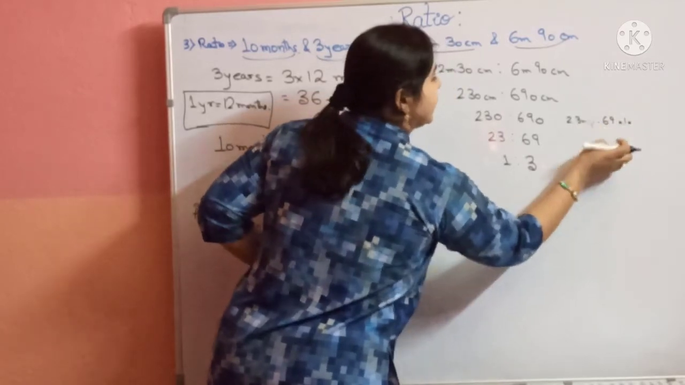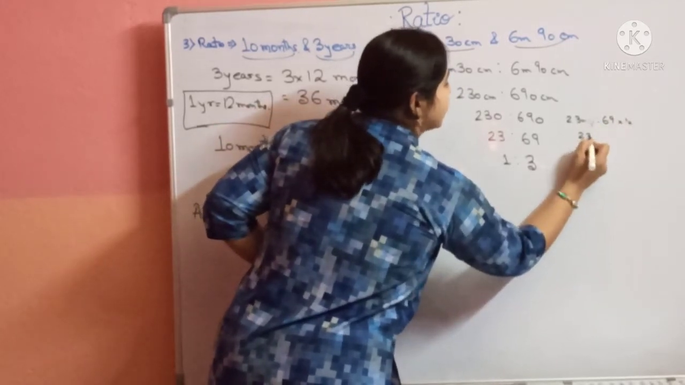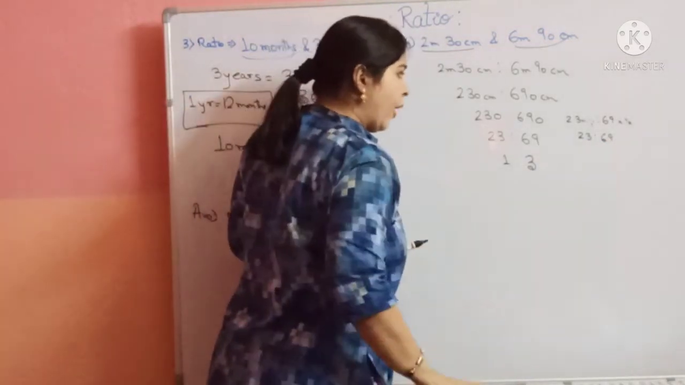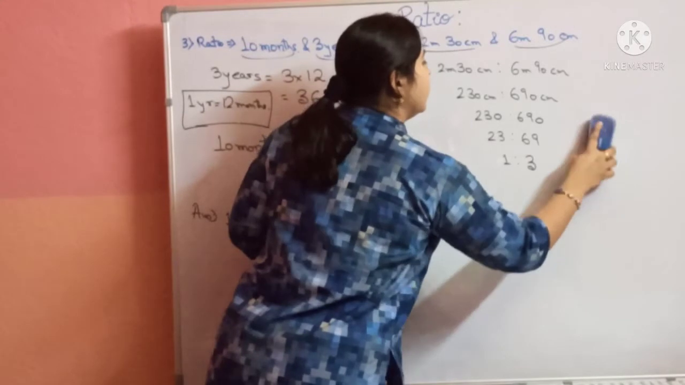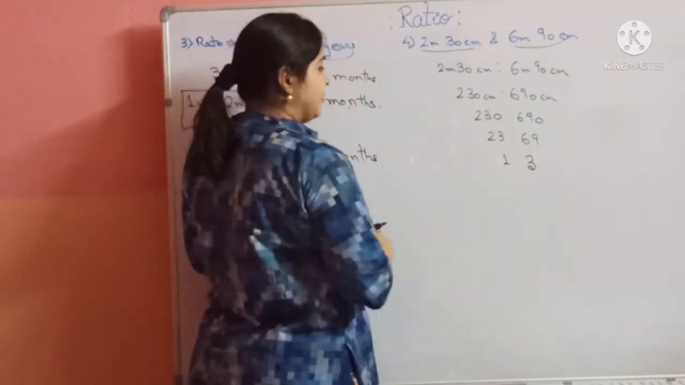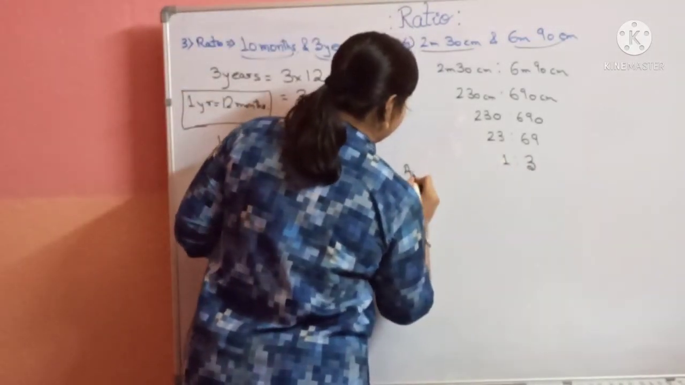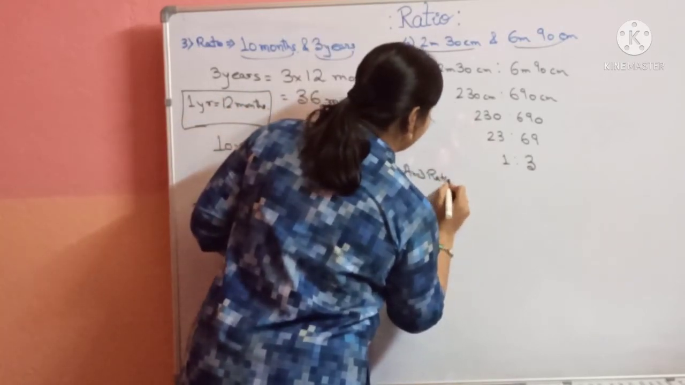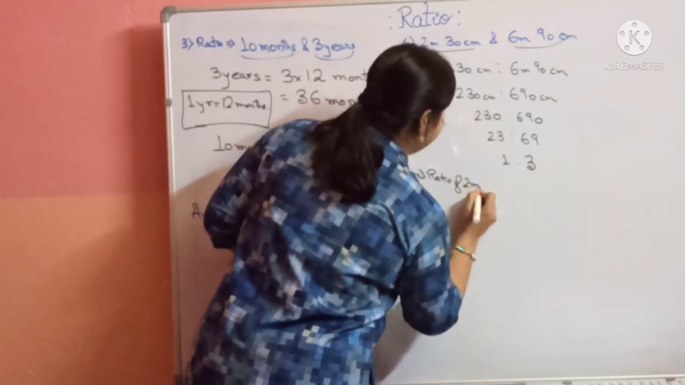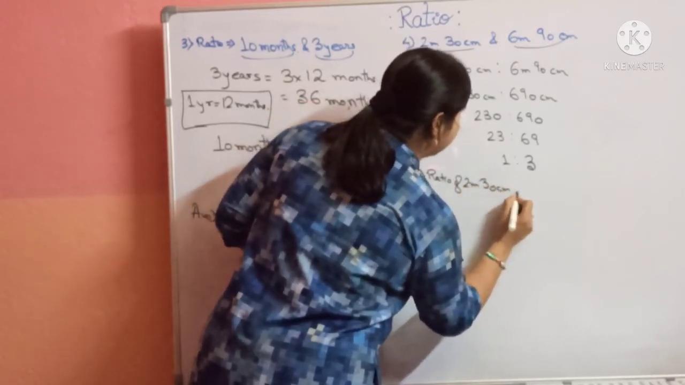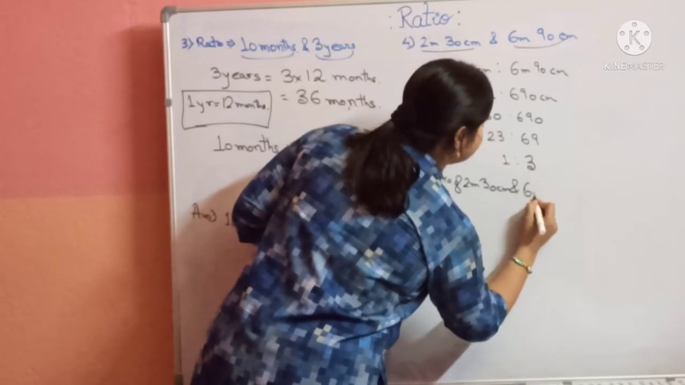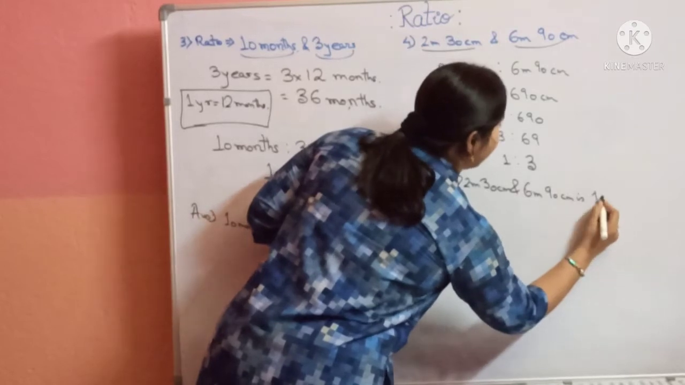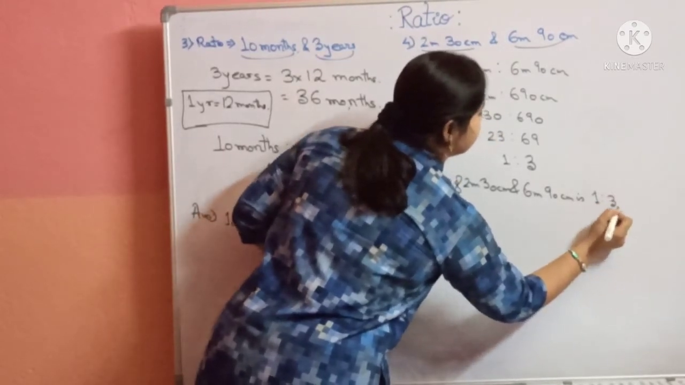So you are omitting 10, 10. That's why it comes to us 23 is to 69. Now is it clear why 23 is to 69? So our answer is done. So what should we write in the answer? We will write the ratio of 2 meter 30 centimeter and 6 meter 90 centimeter is 1 is to 3.